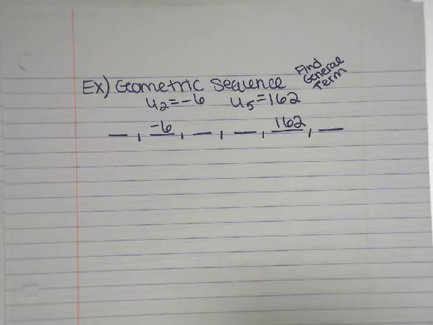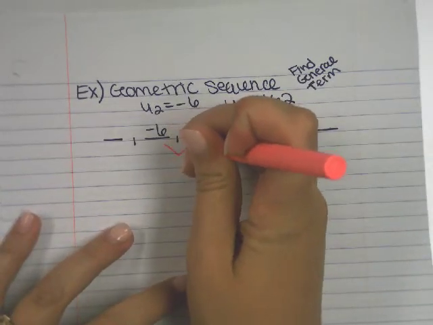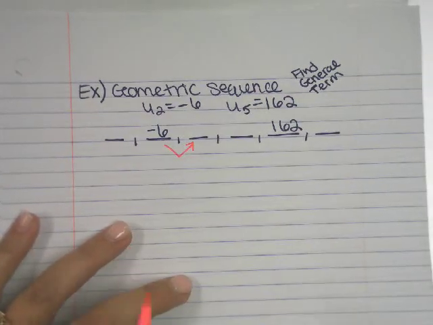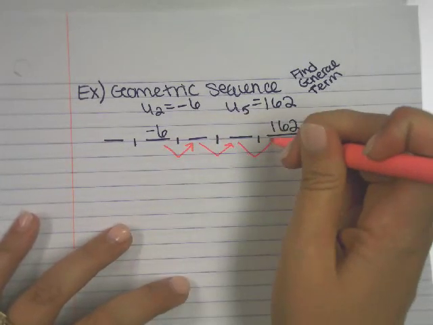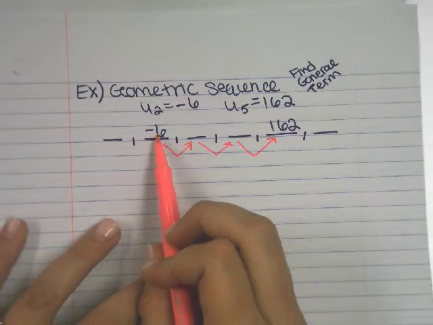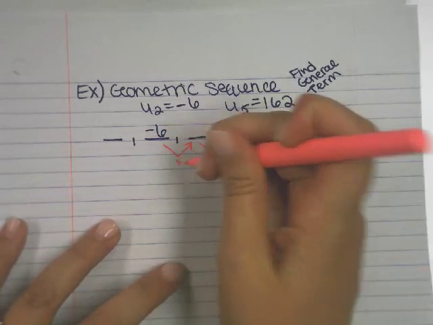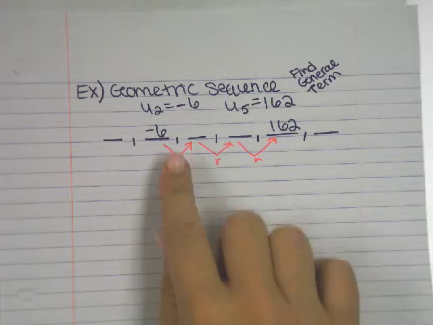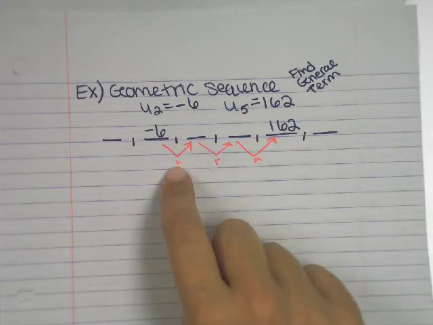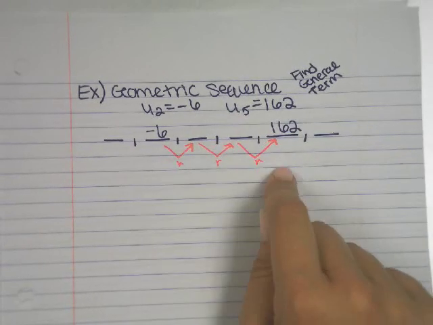So with arithmetic, I went like this. With arithmetic, you have to add each time. With geometric, you have to multiply. So we have to multiply, multiply, multiply. So I have to multiply negative 6 by something, my r value, 3 times in order to get to 162. So to get from here to here, I would multiply by r, then by r, and then by r, and I would finally get there.